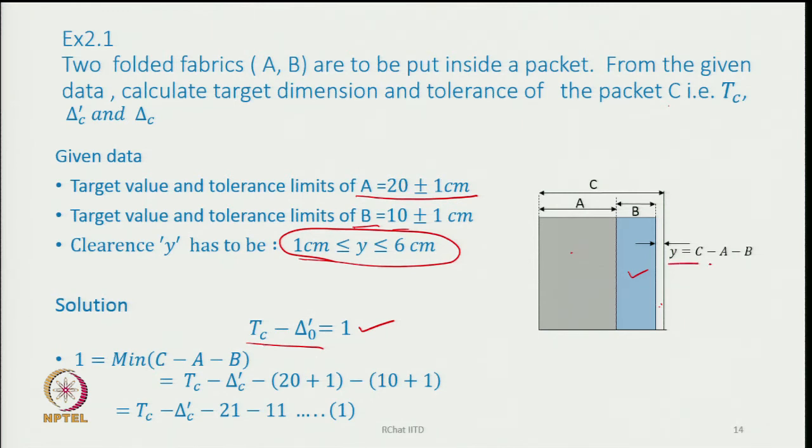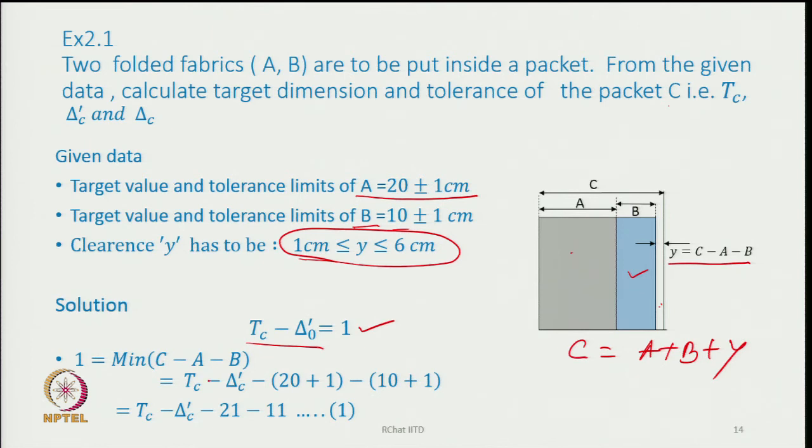See, y is what? The clearance y is C minus A minus B. Actually, C is A plus B plus y, where y is the clearance. So, y is C minus A minus B. So, if the tolerance minimum value is 1, it is the minimum of C minus A minus B.